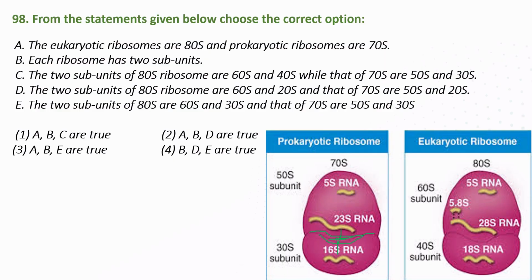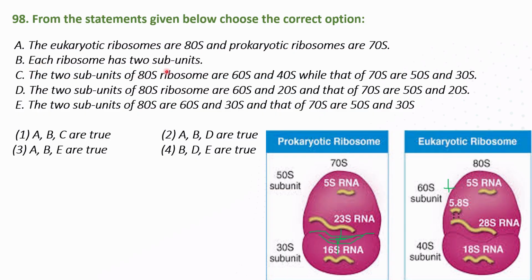Another thing, in the 80S itself, you can see that 60S plus 40S. Like that in the middle it is combined. That's why some part is covered. Totally it is 80S. So if you see the answers here, what were the options they have given is eukaryotes are obviously 80S and prokaryotes are 70S. This is right.